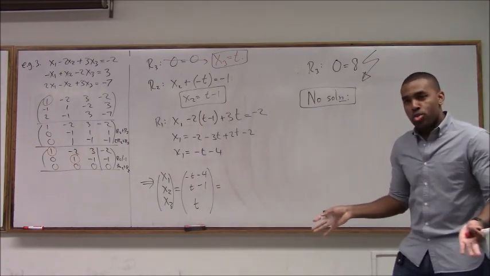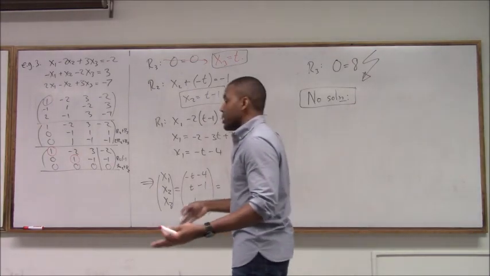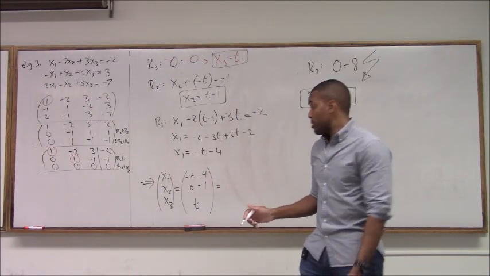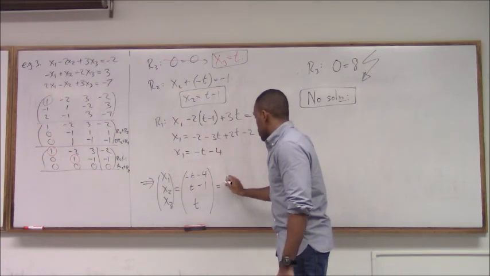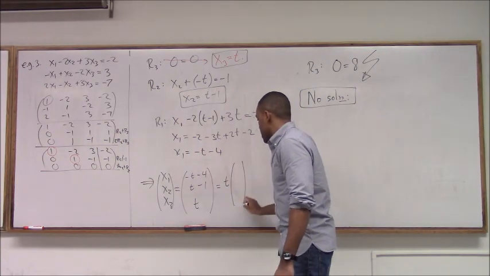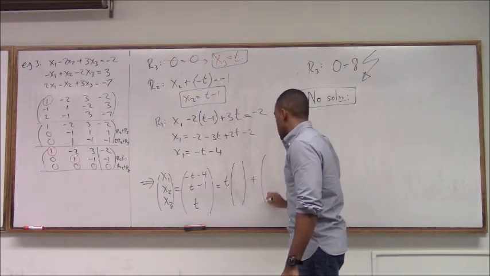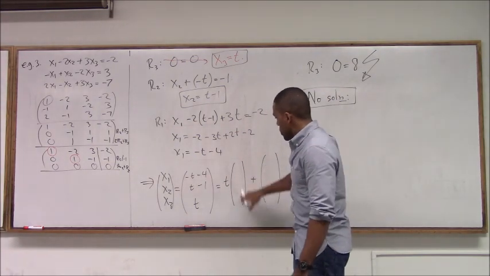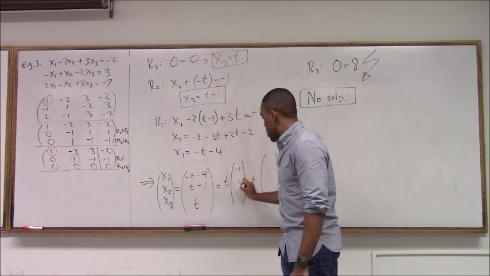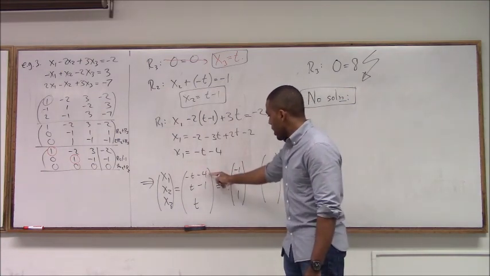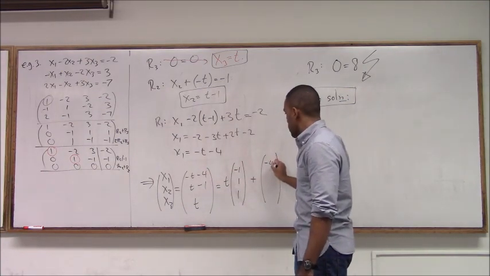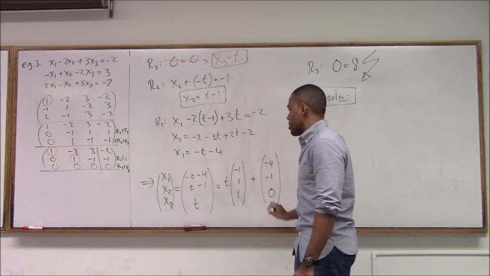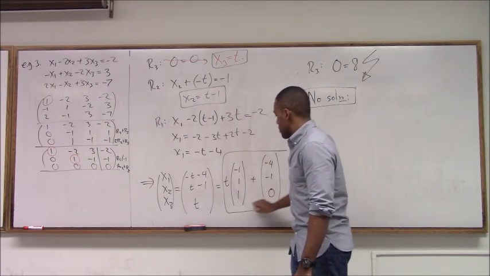Now, for reasons that we'll see later, it is convenient for us to split this up. Let's split it up into two vectors. One where the t is the factor, and another one that is just the constant. So I'll put all the coefficients of t's in the first one. It's minus 1, 1, and 1. Then I'll put all the constants in the other one. So that will give me minus 4, minus 1, and 0. And this would be my solution.